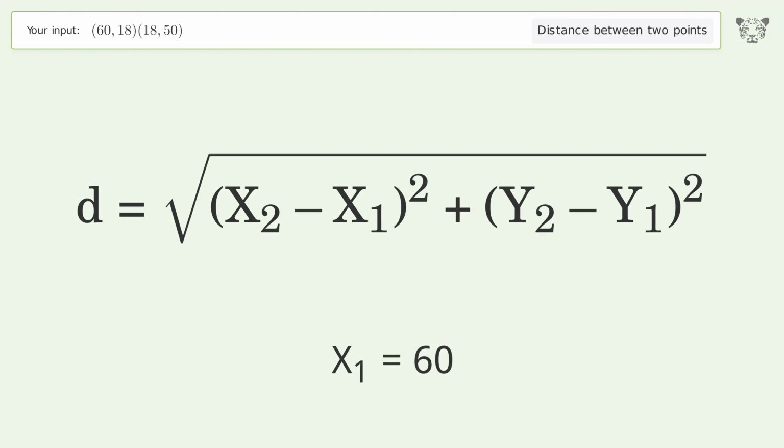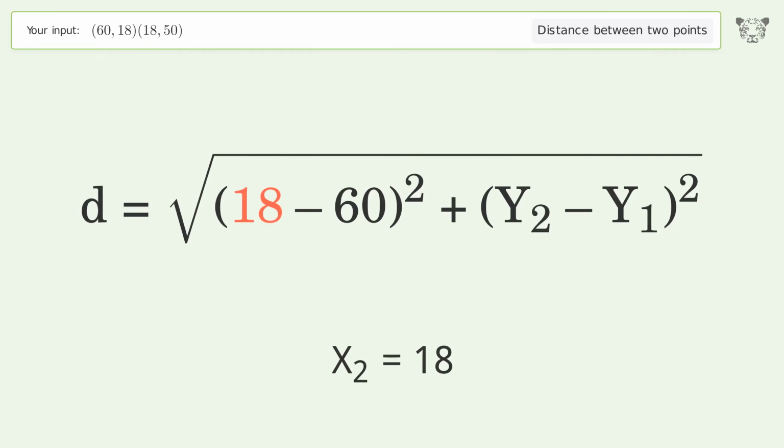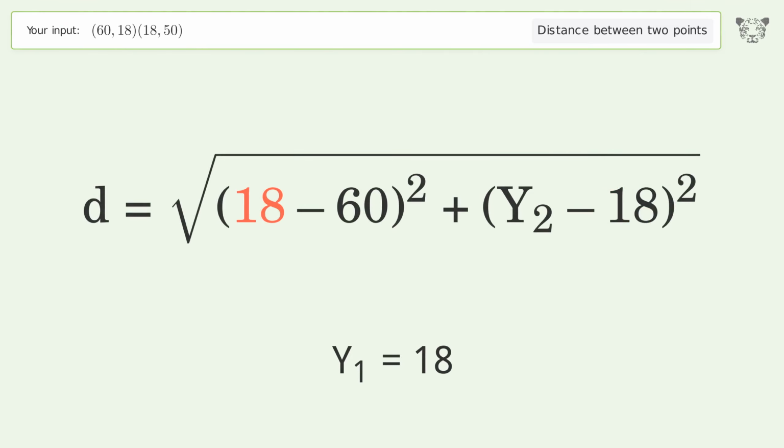x1 equals 60. x2 equals 18. y1 equals 18. y2 equals 50.